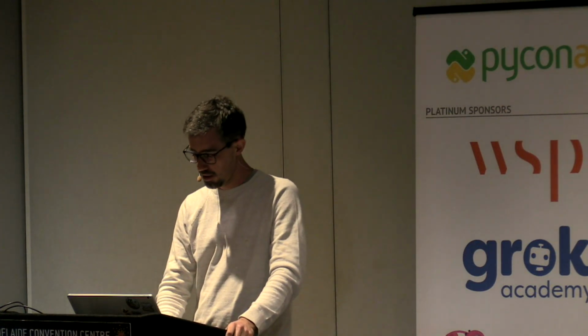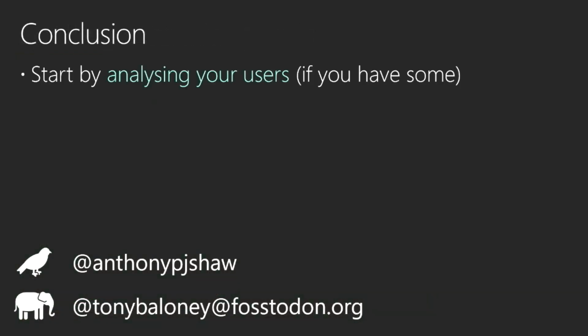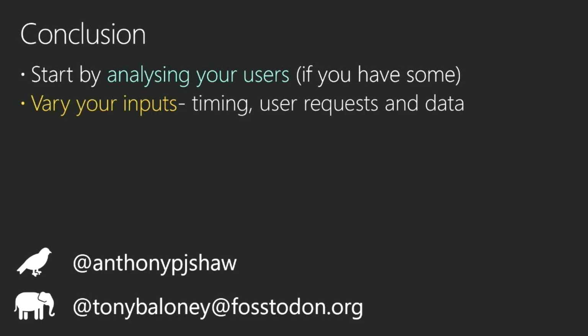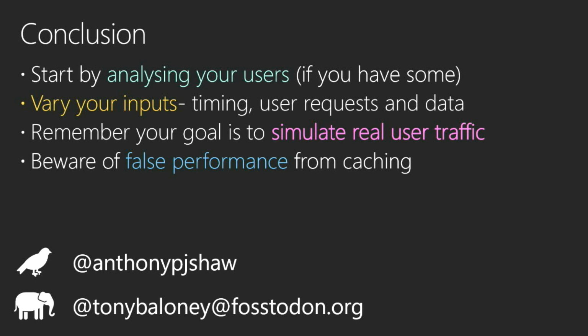So win-win. Cool. So in conclusion, start by analyzing your users, if you have any. If you don't, then pick some friends and get them to test the application and see what they do. Try and vary your inputs, so don't hard code everything to one. Vary the timing, the user requests, and the data, because users are random, so you've got to try and simulate some of that. And keep remembering the goal is to simulate real user traffic. That's what you're trying to do. Beware of false performance from caching, which I showed you. So that kind of comes back to the randomness element.